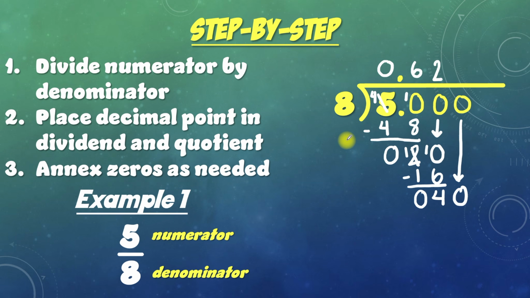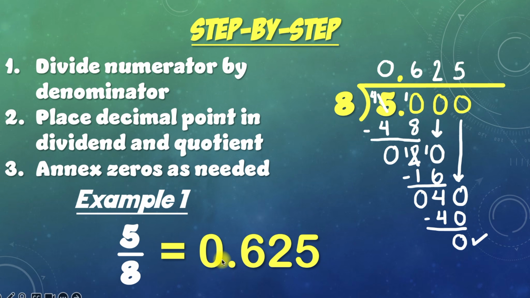And then we'll repeat the process. How many times can 8 go into 40? Well, that's 5 times. So we'll put a 5 right above this 0. 5 times 8 is 40. We'll write that right under this 40 here. We'll subtract, and that will leave us with 0. Since we have a remainder of 0, that's our sign that we're done. And this means that 5 over 8 is equivalent to 0.625, properly read as 625 thousandths.